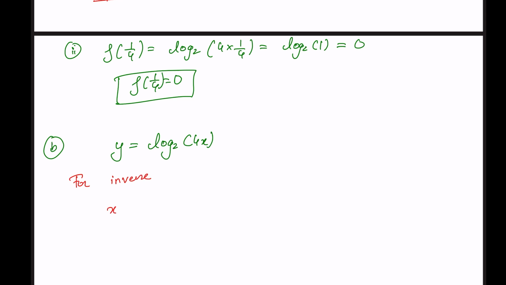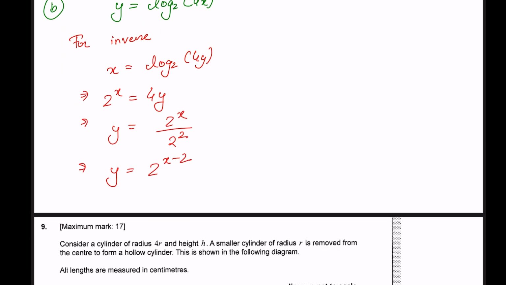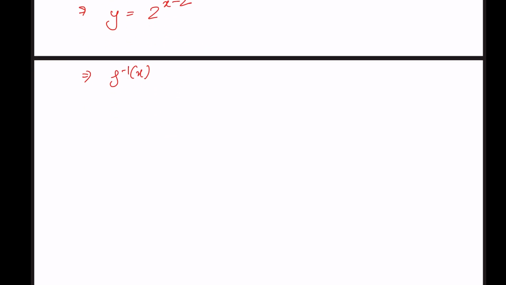So instead of y, I'll write x, and instead of x, I'll write y. And then I have to convert the equation in terms of x, that's it. Now if I want to remove log 2, I'll do 2 to the power x, this is equal to 4y. Now y will be equal to 2 to the power x by 4, 4 can be written as 2 squared. So y finally can be written as 2 to the power x minus 2. So the final expression for f inverse x would be equal to 2 to the power x minus 2. This is your answer to part B.